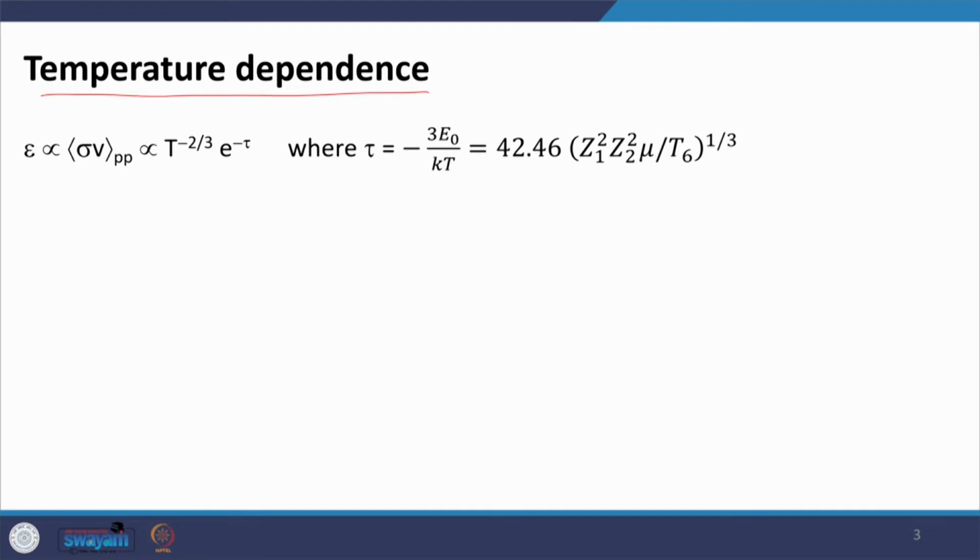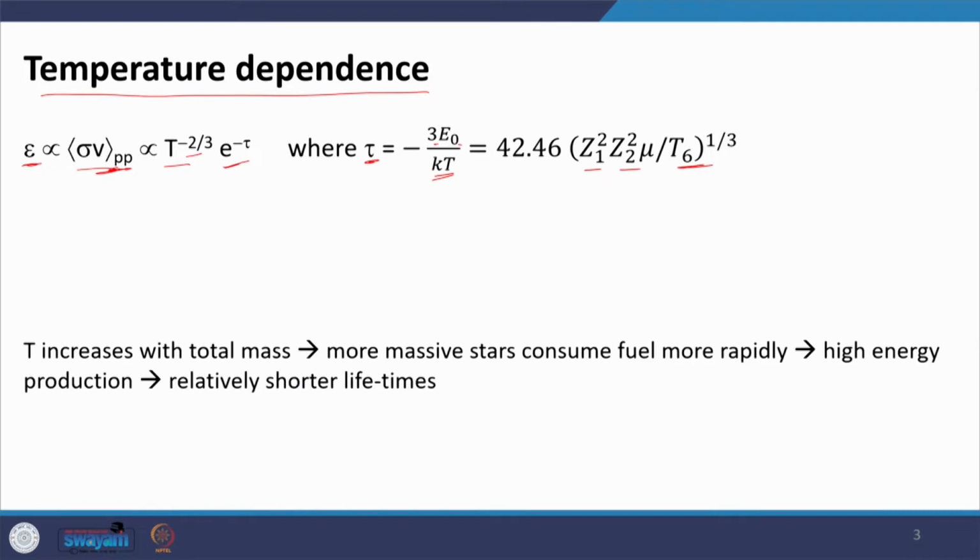All right. So, as I said, now it is time to understand the dependence of temperature on the reaction rate when proton and proton are involved. Earlier, if you remember, while discussing the non-resonant reactions, I showed you that the energy produced in this non-resonant reaction is proportional to the reaction rate, and this is proportional to T to the power of minus 2 by 3 and e to the power of minus tau, where tau is 3 E naught by kT, and numerically one can say that this is the formula for tau. So, this is the formula we know, where the reaction rate is related to the temperature.